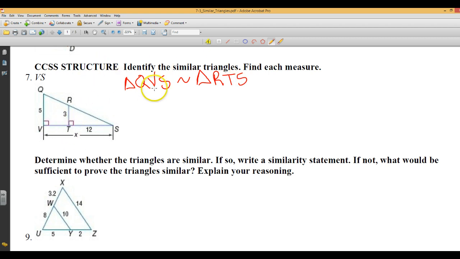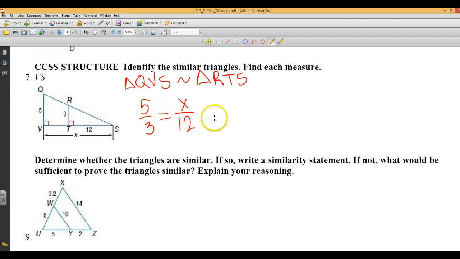Okay, now based off of our corresponding parts, we can set up a proportion. So QV corresponds to RT, and QV is the side of the larger triangle, RT is the side of the smaller, so now we need another side of the larger triangle, so that would be this entire side right here, VS, which we're calling X, as it corresponds to 12 of the smaller triangle.